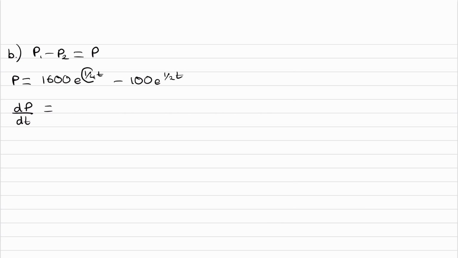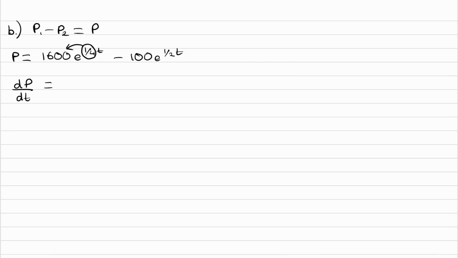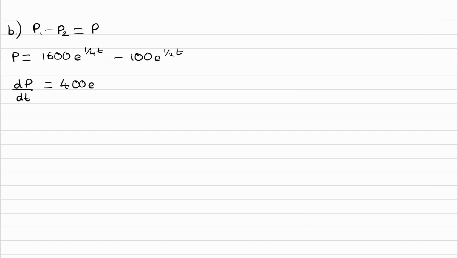So the quarter comes out when we differentiate. A quarter times 1600 would be 400, so that becomes 400 e to the quarter t. Half comes out when we differentiate this. Half times 100 would be 50, so this becomes minus 50 e to the half t. And if we're trying to find a maximum, we'd set this equal to 0. So now we're solving this equation.